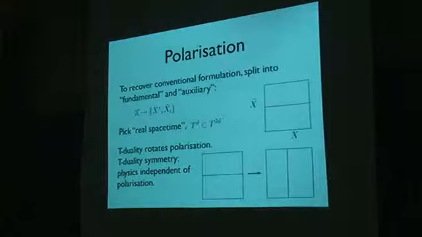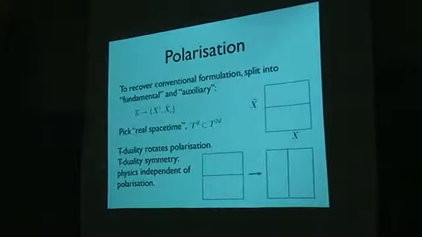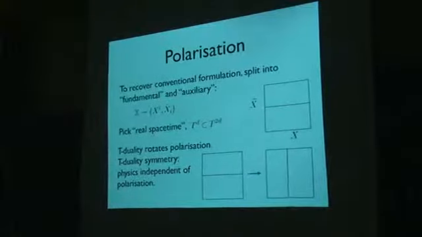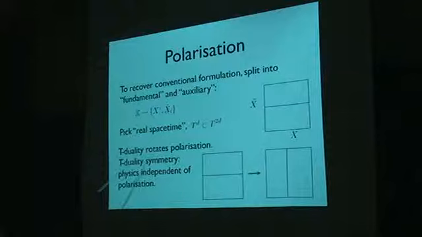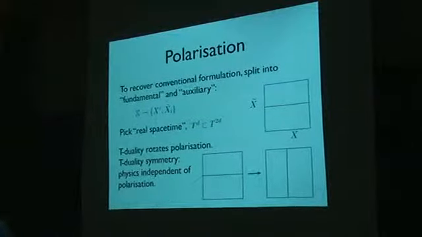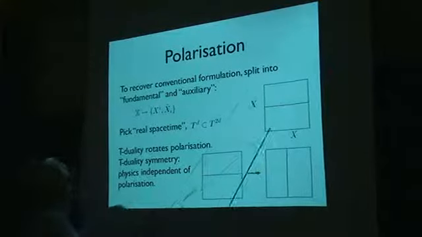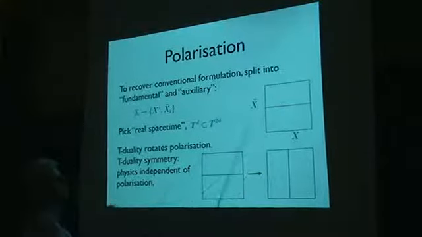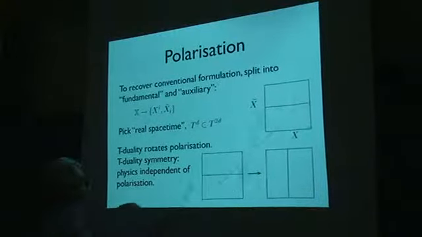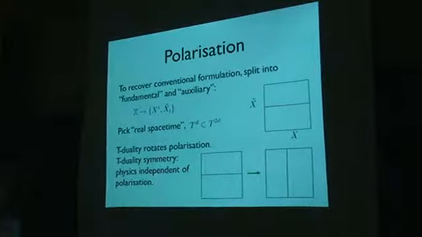And to recover the conventional formulation, we would look at a splitting of the double coordinates into original coordinates and the dual ones. So in other words, we're trying to pick a real space-time, which is the D torus sitting inside the 2D torus. So here we have a cartoon of the 2D dimensional torus. So we've got the x directions and the x tilde directions. And we're choosing a subset of these, say the x directions, to be the real ones. So we're picking space-time as essentially a slice through there.